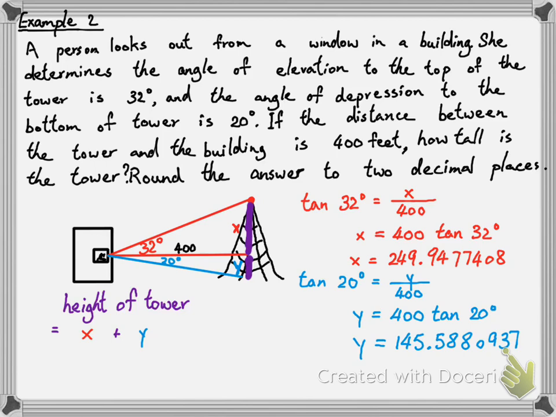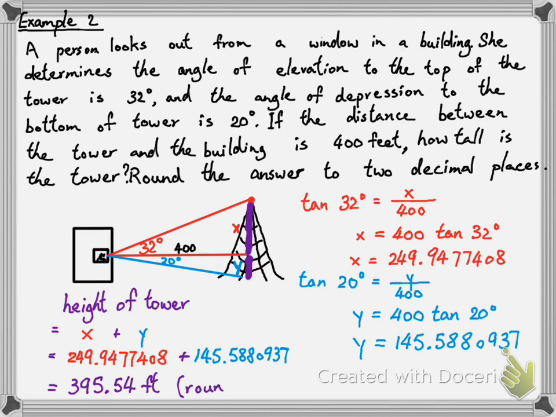To find the height of the tower, we are going to add x plus y. In other words, we have 249.9477408 plus the y, 145.5880937, and we find that the answer is 395.54 feet, as we round the answer to 2 decimal places.